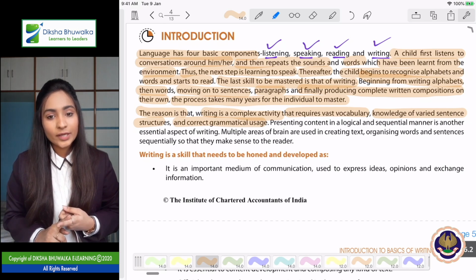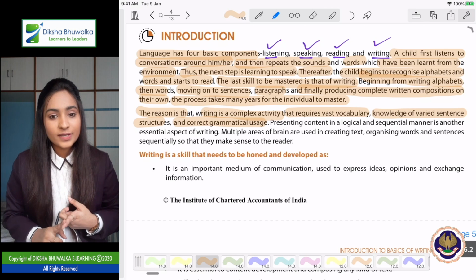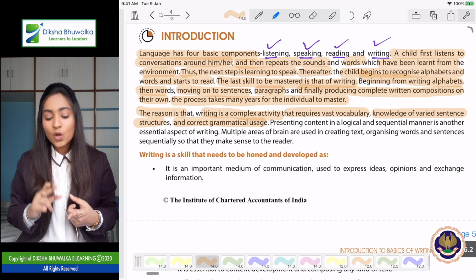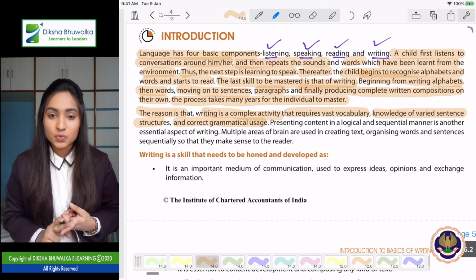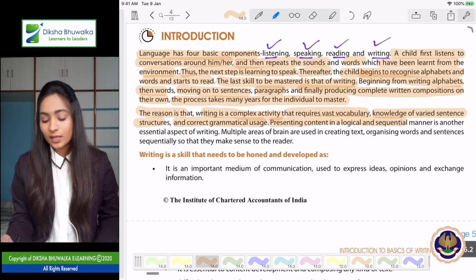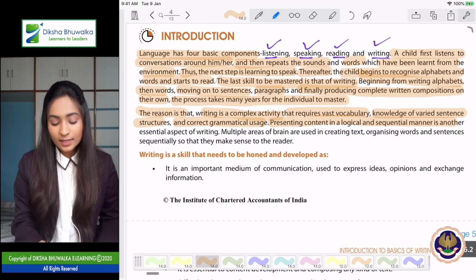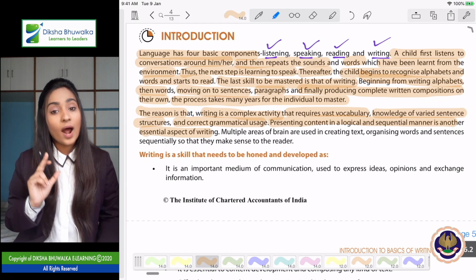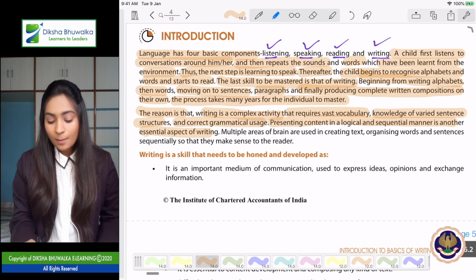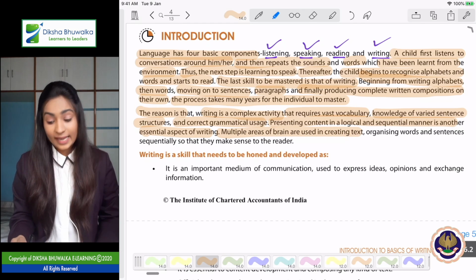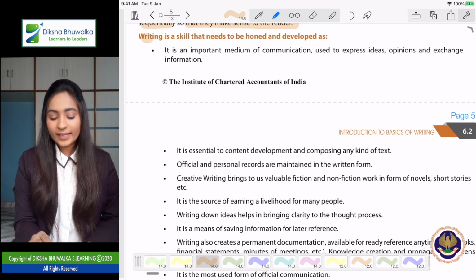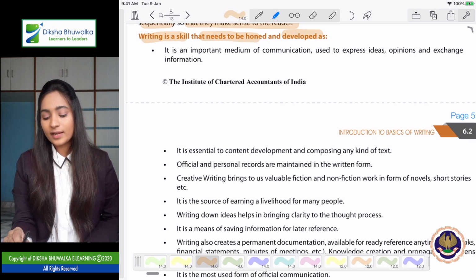This is exactly what I told you. You need to have good vocabulary skills, you need to have a lot of sentence structure knowledge, and also you need to have correct grammatical usage. Presenting content in a logical and sequential manner is another essential aspect of writing, so that it is easier for the reader to understand your piece. Multiple areas of the brain are used in creating text, organizing words and sentences sequentially so that they make sense to the reader. Writing is a skill that needs to be honed and developed as well.